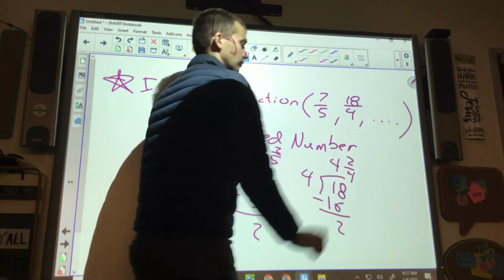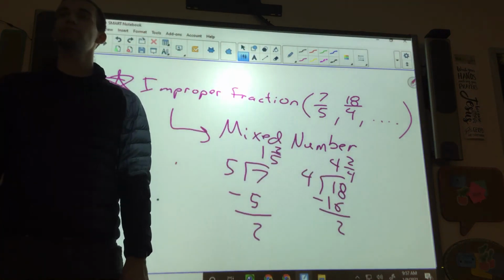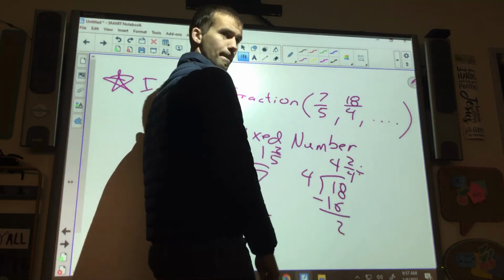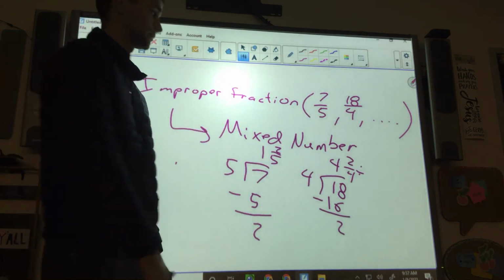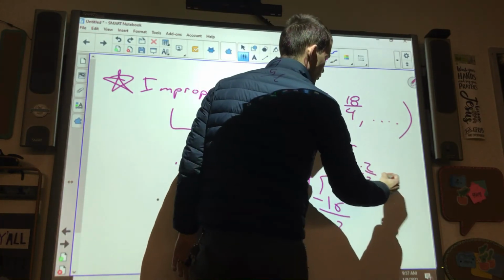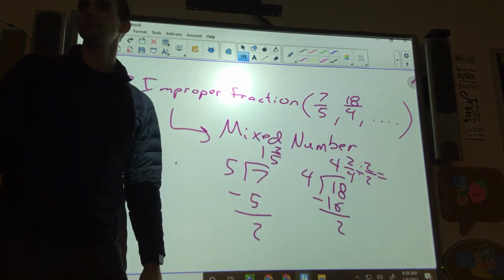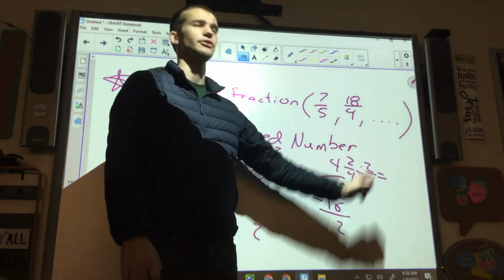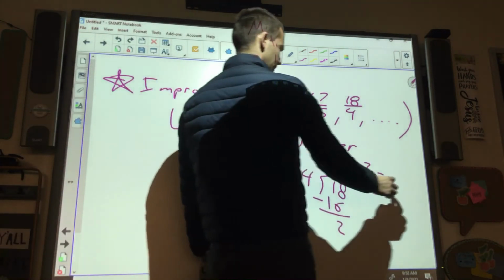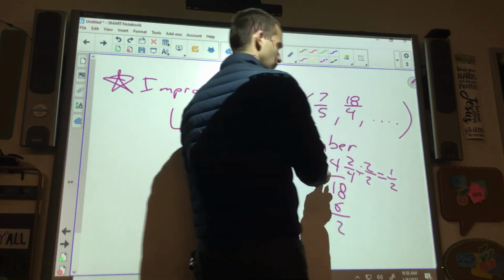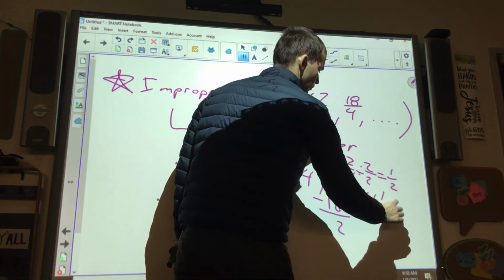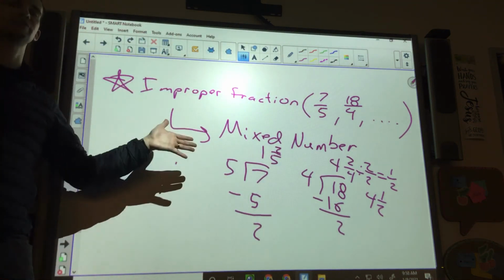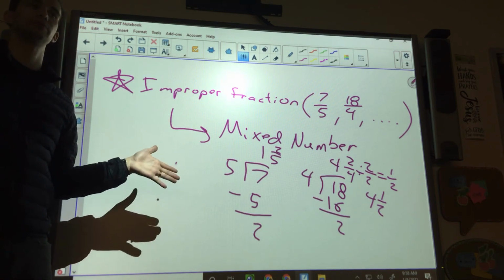2 over 4. Is 2 fourths in simplest form? No. So we can divide by what to make it smaller? 2. Not just 2, 2 over 2. 2 fourths becomes what? 2 divided by 2 is 1. 4 divided by 2 is 2. So 4 and 2 fourths becomes 4 and 1/2. You have to. I cannot say it adamantly enough.